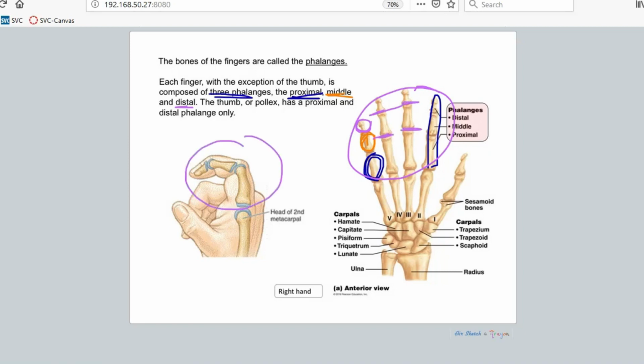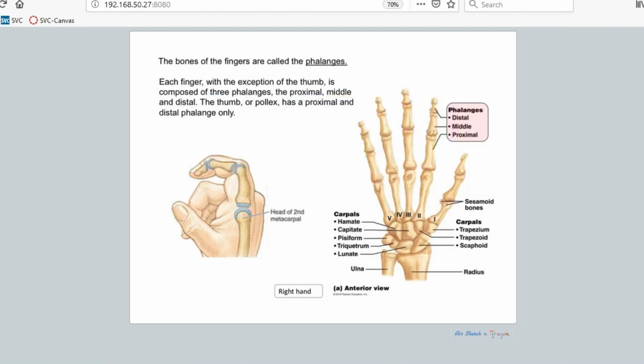So here you have your finger, and here are those 3 bones, and like it shows, you can have movement at each of those joints there. The only finger that does not have 3 bones is, guess what? The thumb, and that has a proximal and a distal phalange, no middle phalange.